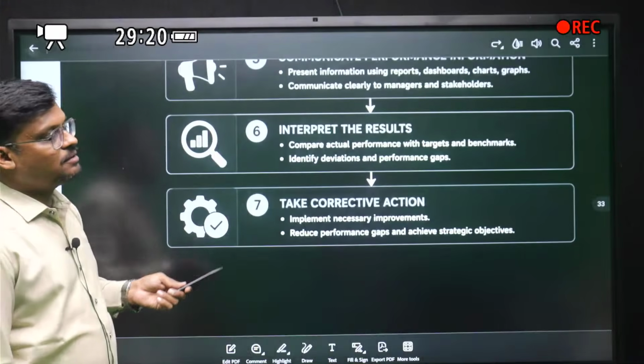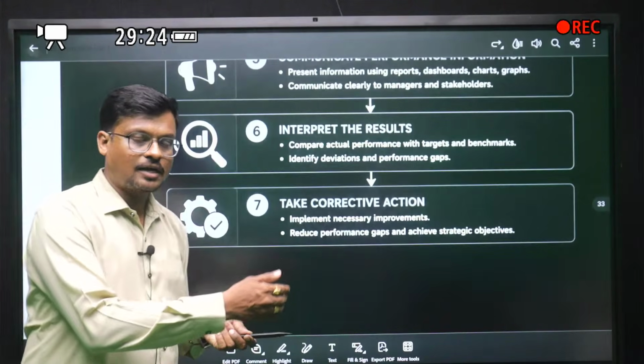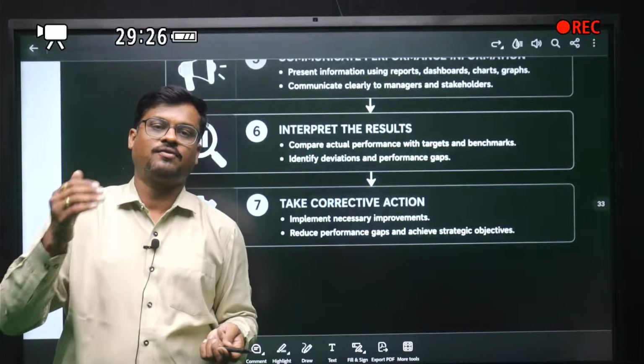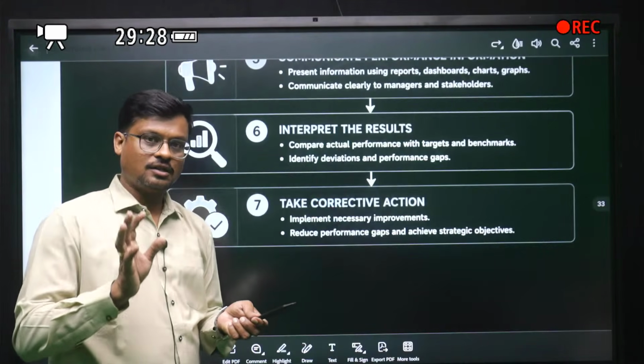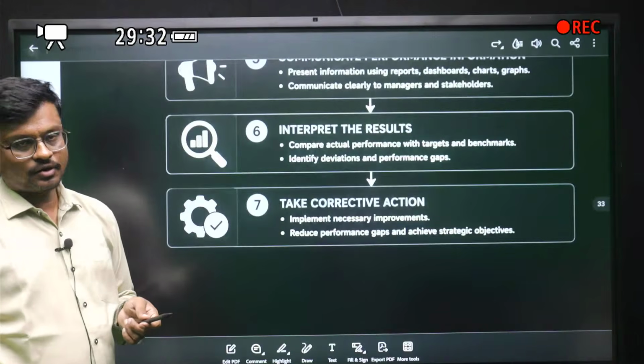Sixth one, interpret the results. Just try to compare whether your actual performance is meeting your targets and benchmarks or not. If not, identify the gaps in your performance and take the corrective actions. Okay, dear.